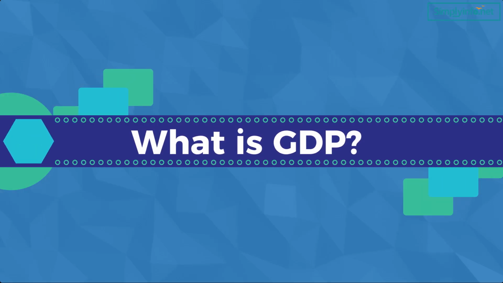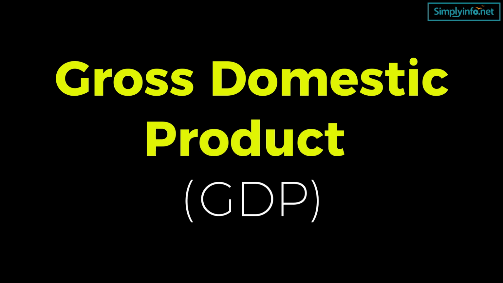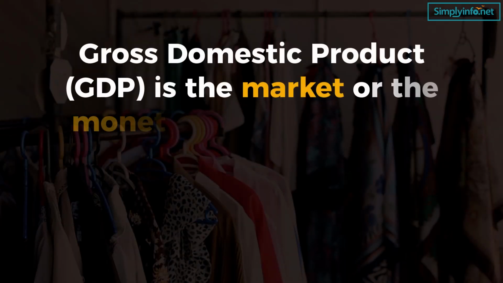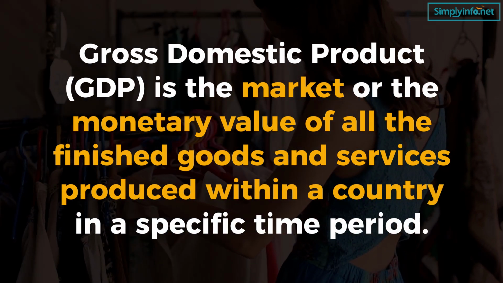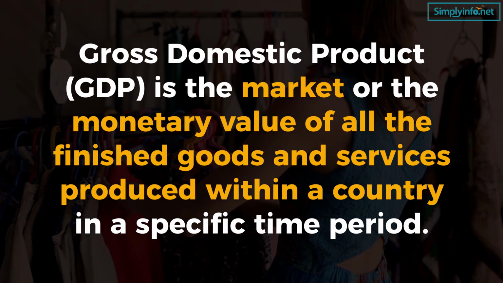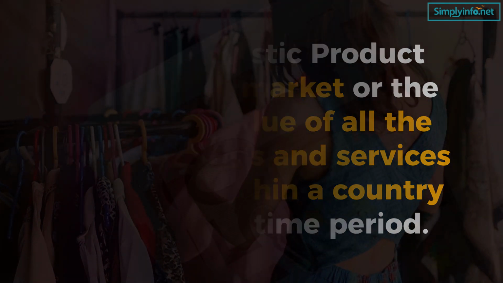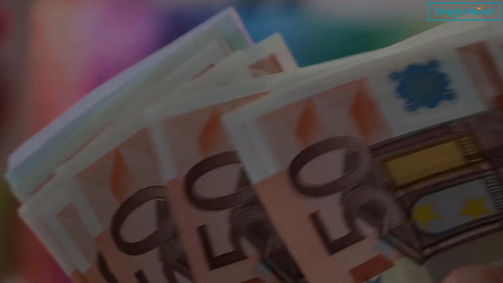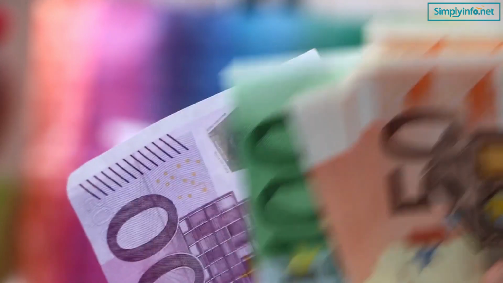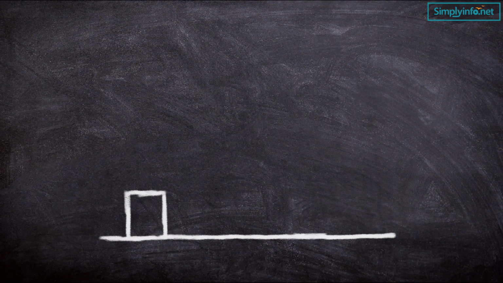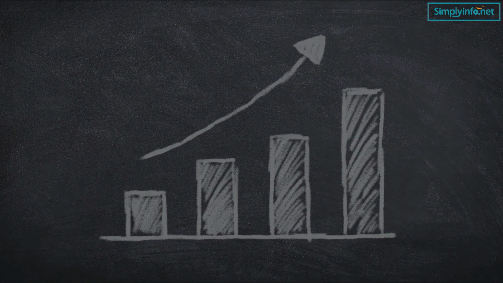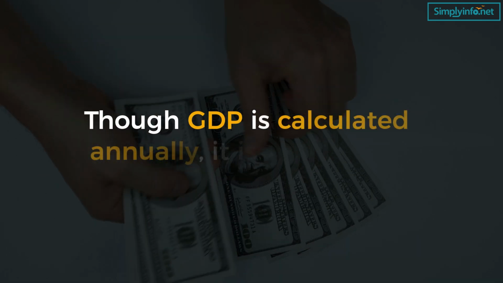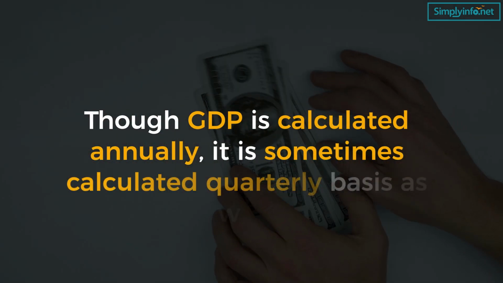What is GDP? Gross Domestic Product. GDP is the market or the monetary value of all the finished goods and services produced within a country in a specific time period. It gives us information or acts as a scorecard for the overall economic health of the country. It is used to estimate the size of an economy and growth rate. Though GDP is calculated annually, it is sometimes calculated on a quarterly basis as well.